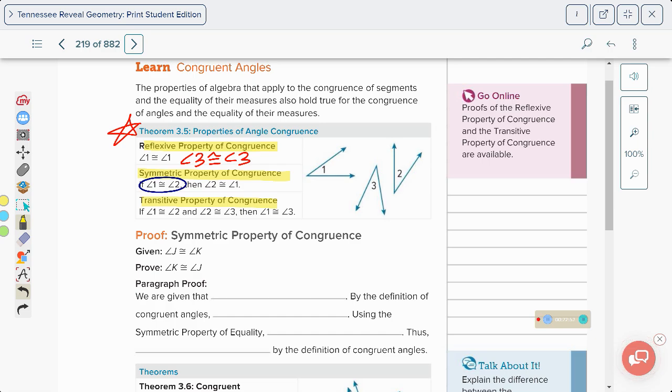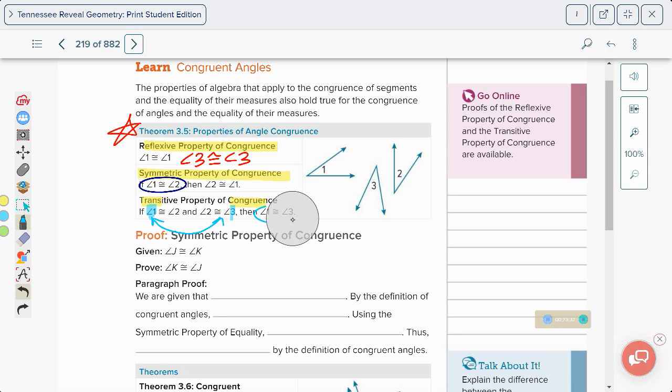So here it says if angle 1 is congruent to angle 2, and angle 2 is congruent to angle 3, then angle 1 is congruent to angle 3. What that means is if I have two separate things, so if I have angle 1 and angle 3, notice they are both congruent to angle 2. So they're both congruent to that same angle. So because of that, they can be congruent to each other, okay? And so that's where they get that angle 1 is congruent to angle 3 from, okay?